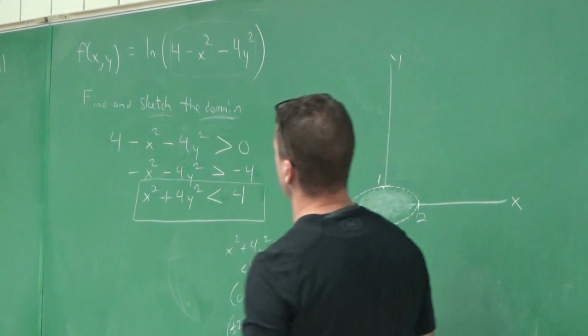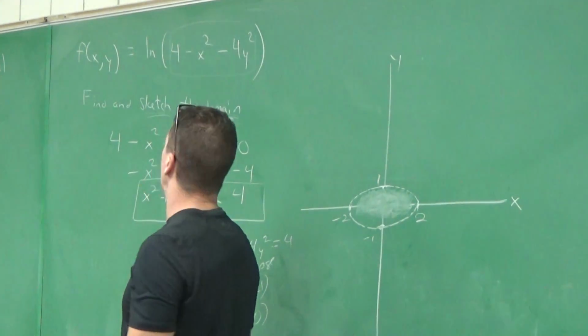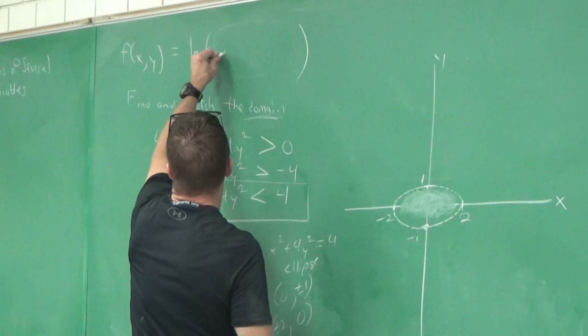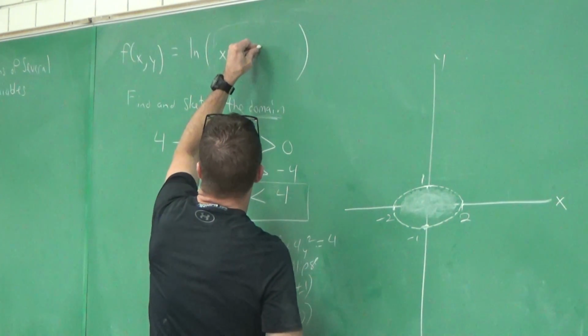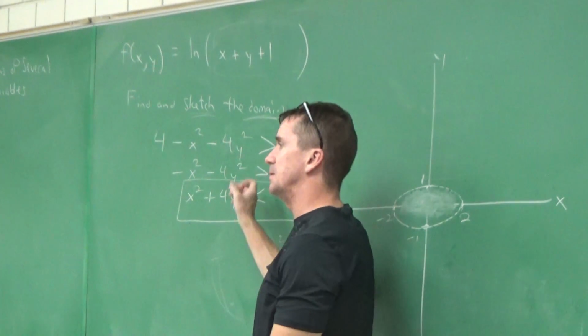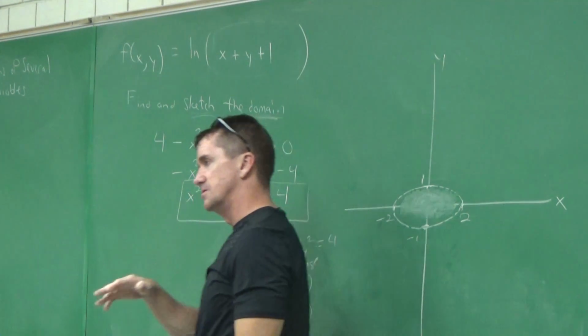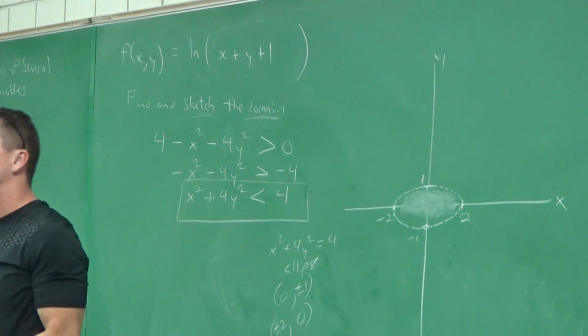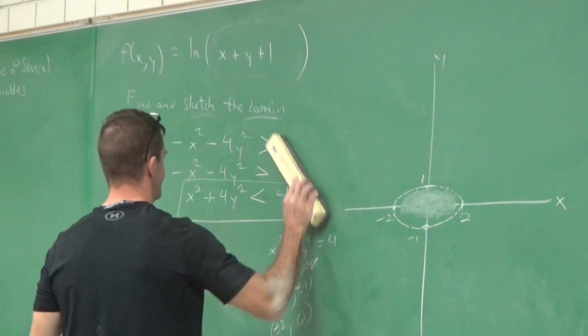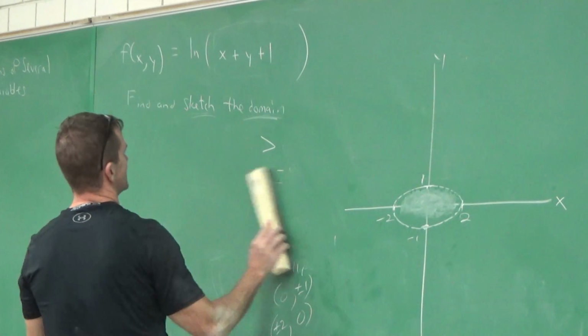Hey, just so you're curious, because I think I have one line of problems up like this. What if this just had x plus y plus 1? Well, then the x plus y plus 1 would have to be greater than what? 0, right? Okay. And then you'd have to sketch something like that, right? Well, what does that sketch look like?